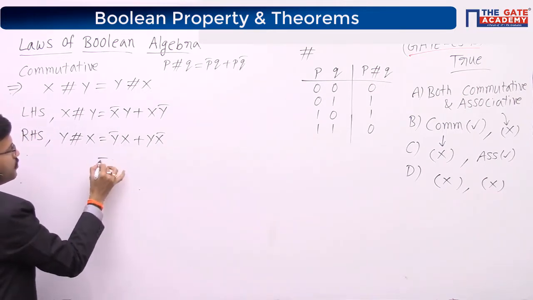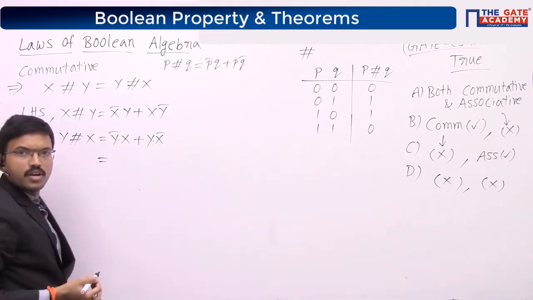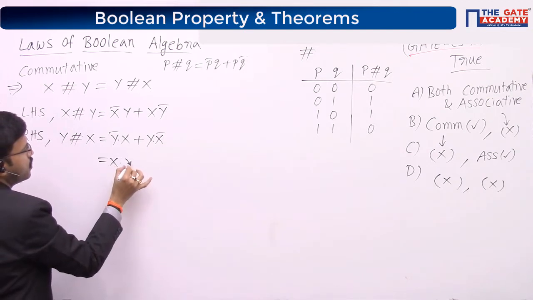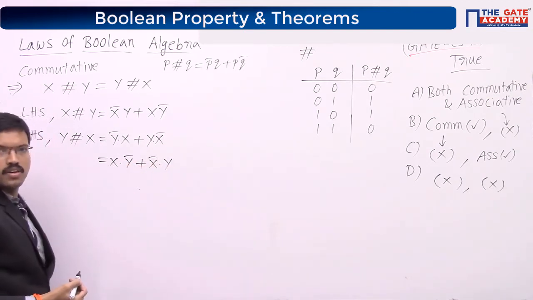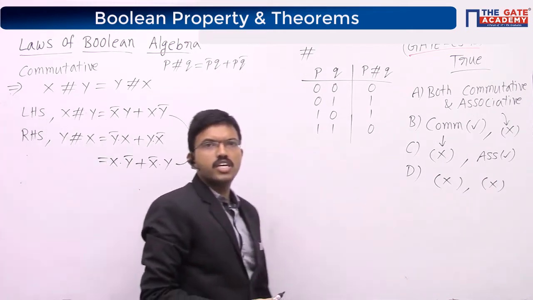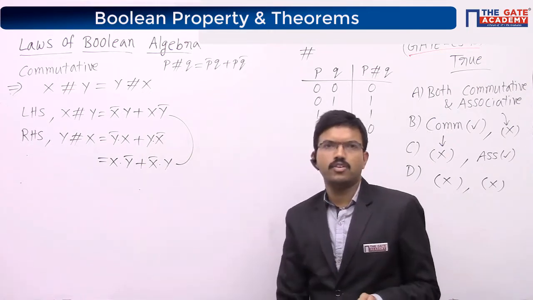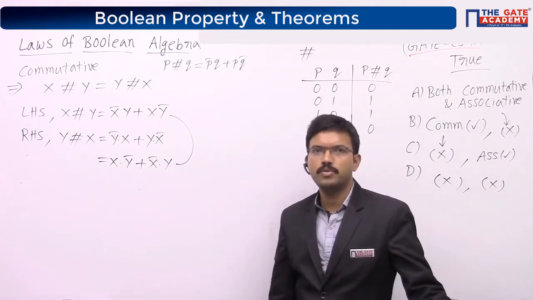From here we can change the order of the variables because logical AND will satisfy the commutative law. So here we can write x and y bar plus x bar and y. So this one and this one both are the same, right? So that means the exclusive OR operator will satisfy the commutative law.